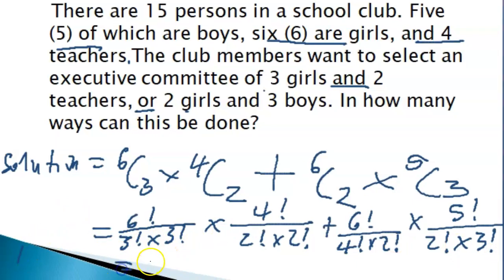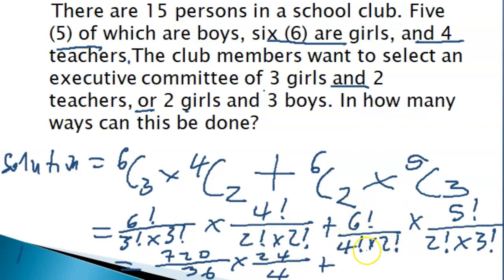Now 6 factorial, that's 720. 6 times 5 times 4 times 3 times 2 times 1 over 3 factorial, that's 6. 3 times 2 times 1, that's 6. So that's 6 times 6, that's 36. Times 4 factorial, that's 24. Over 2 times 2, that's 4.